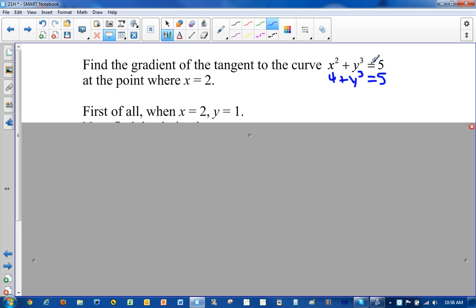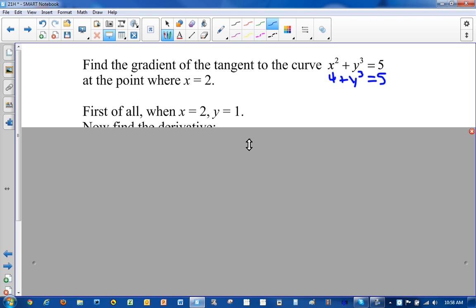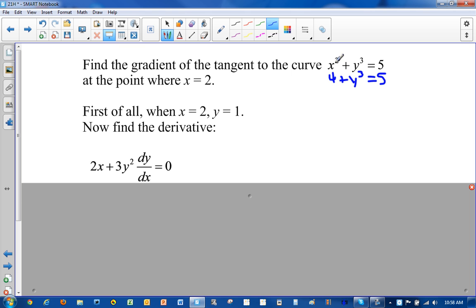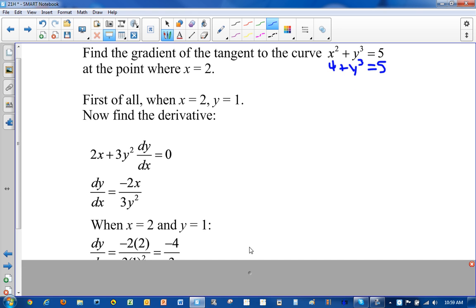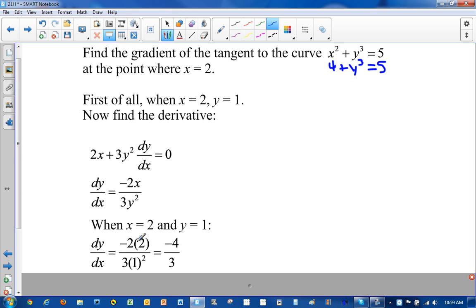All right, so this is what I'm taking the derivative of. x squared plus y cubed equals 5. The derivative of x squared is 2x. The derivative of y cubed is 3y squared. And since I took the derivative of the y part of something, I have to write dy dx. And the derivative of 5 is 0. And if I solve that, I get dy dx equals negative 2x over 3y squared. All right, and at this specific point, I'm just going to plug in x equals 2 and y equals 1, so I get negative 2 times 2 over 3 times 1 squared, which is negative 4/3. And so that's how you would do that.